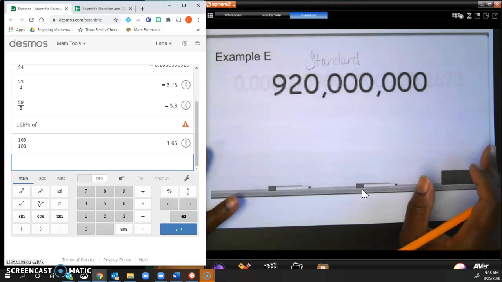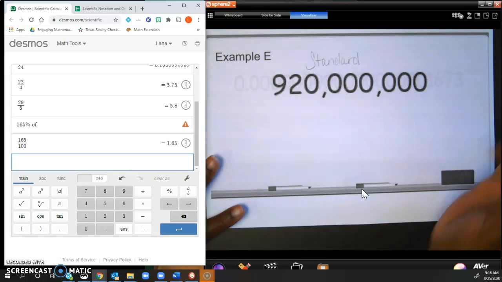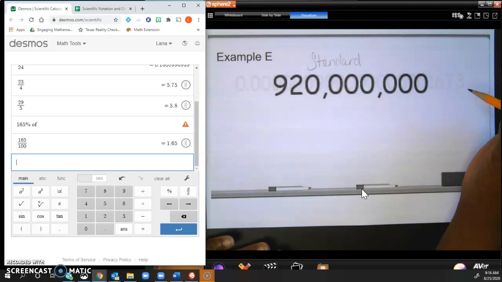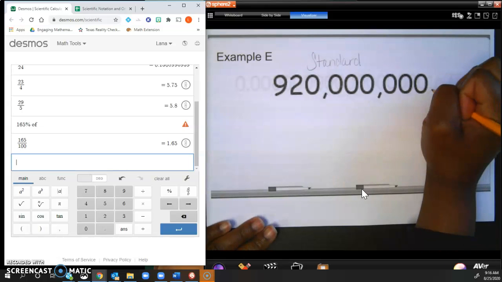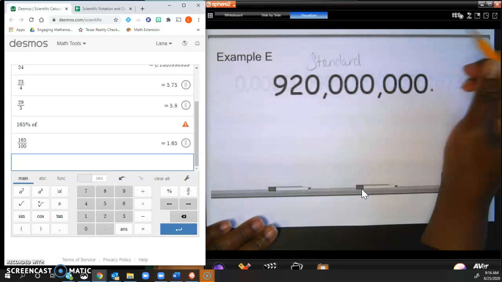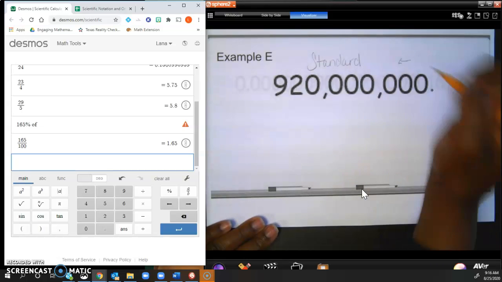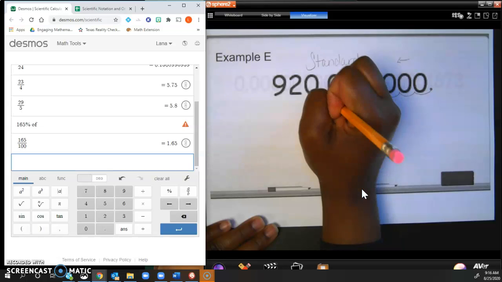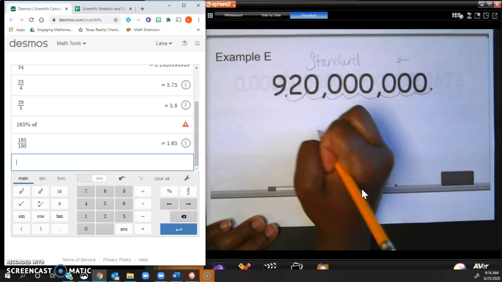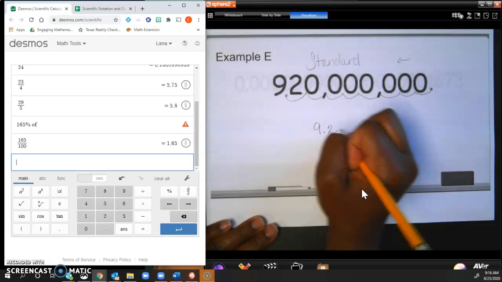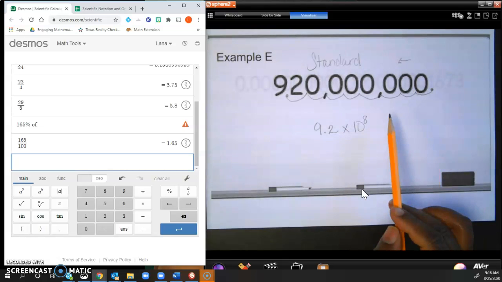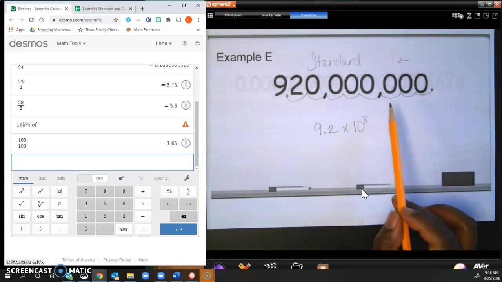When you are going from standard to scientific, you're moving your decimal in opposite directions. So if you're moving a decimal for a very large number, remember your decimal always goes at the end, and then you're going to move it to the left. So 1, 2, 3, 4, 5, 6, 7, 8. So in scientific notation, it will be 9.2 times 10 to the 8th power. Remember, my exponent is going to be positive because my number is large.